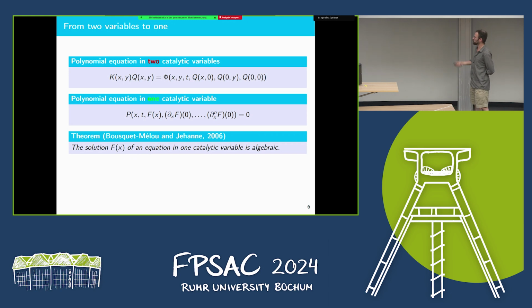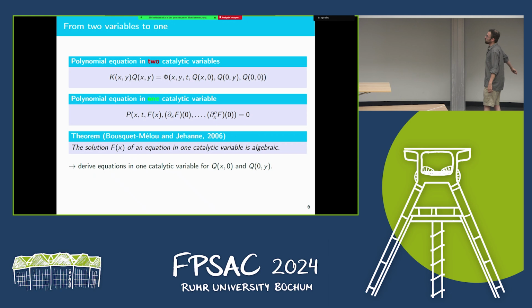So I go back to this result. This theorem states that the solutions of equations in 1 catalytic variable are always algebraic. And moreover, this is an effective result, so it gives you an effective way to compute the vanishing polynomial of the solutions. So we started from an equation in 2 catalytic variables, and we want to find equations in 1 catalytic variable for the specializations Q(x,0) and Q(0,y), but only 1 variable each.